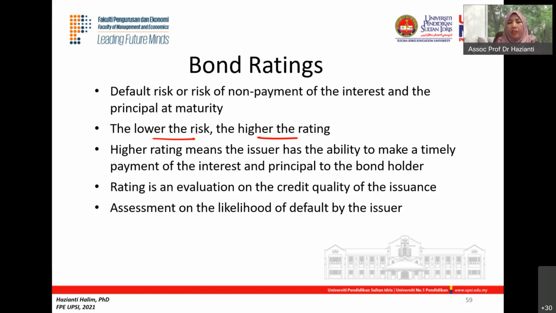So we want to assess the risk. The lower the risk, the higher the rating will be. A higher rating means the issuer has the ability to make timely payment of the interest and principal to the bondholder. So the rating is an evaluation of the credit quality of the issuance, right? And it is also the assessment of the likelihood of default by the issuer.